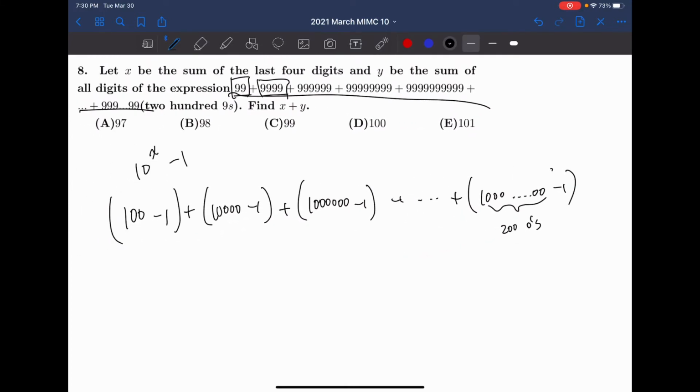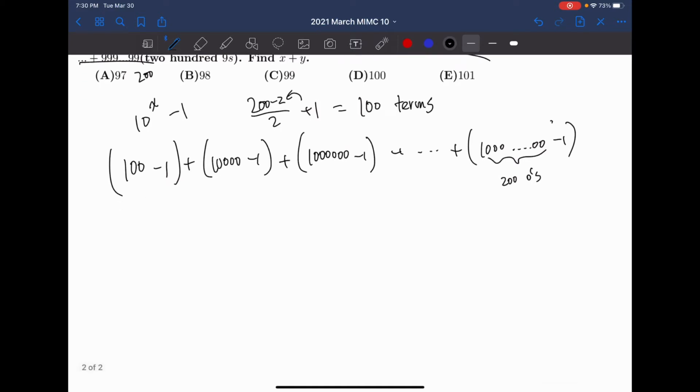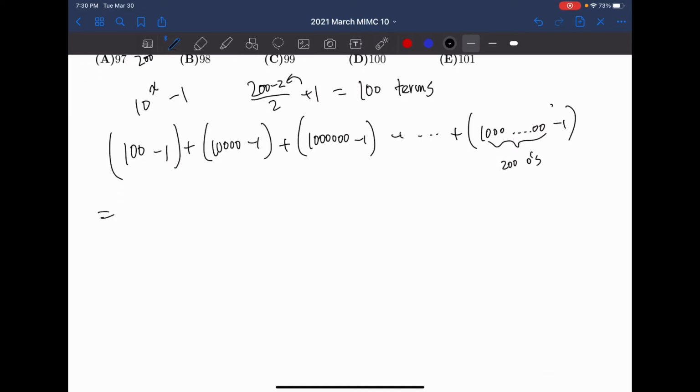So the first term starts with 2 nines, and the last term has 200 nines, and that would be (200 minus 2) over 2 plus 1. We can put that back in, so that would be just 200 over 2, or 100 terms. So our sum would be 101010 all the way to 1010.